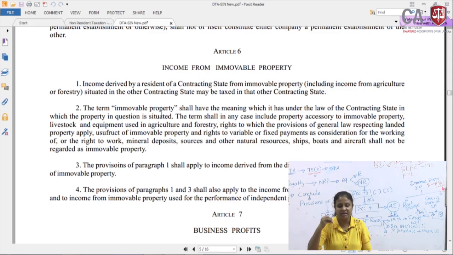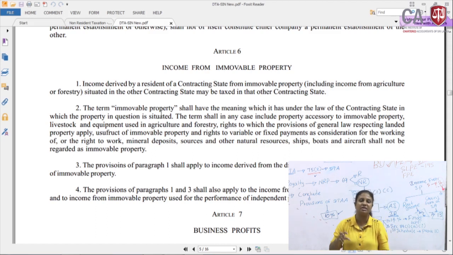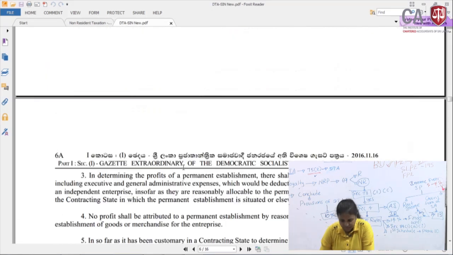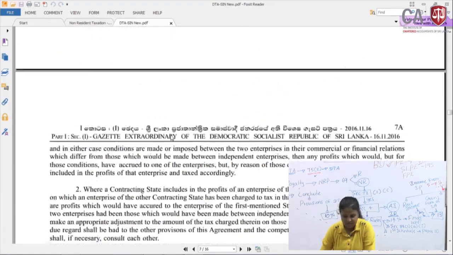in the treaty it has been given that it should be taxed in Sri Lanka for the rent. The property belongs to a non-resident person. If it has been given for rent, what is the applicable withholding tax rate? 14%. Then you should write your answer accordingly. Okay, then next, I need to go for Article 13.